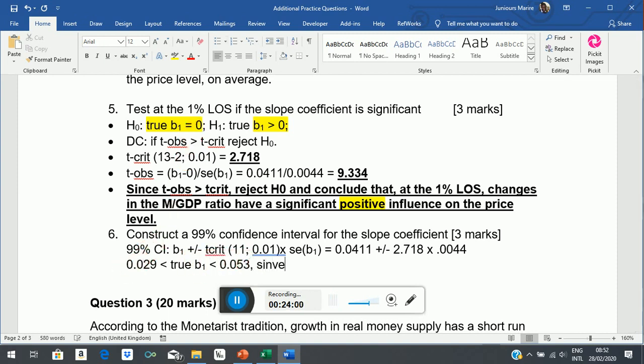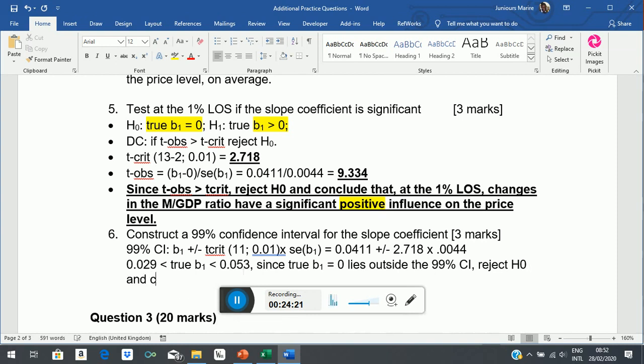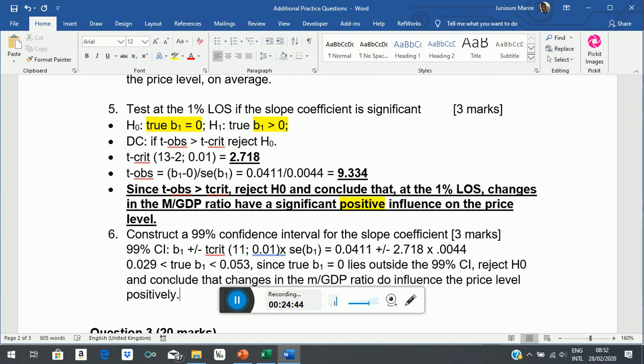Now, since true B1 equal to zero lies outside the 99% confidence interval, we reject H naught and conclude that changes in the M to GDP ratio do influence the price level positively. Okay. Essentially, that's the idea behind your confidence interval analysis.